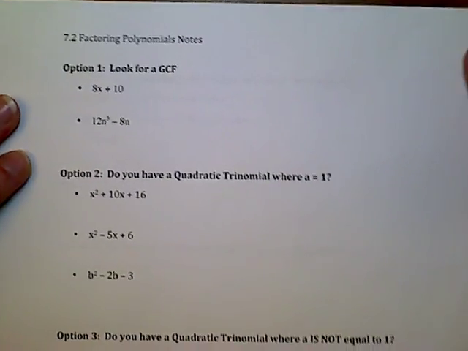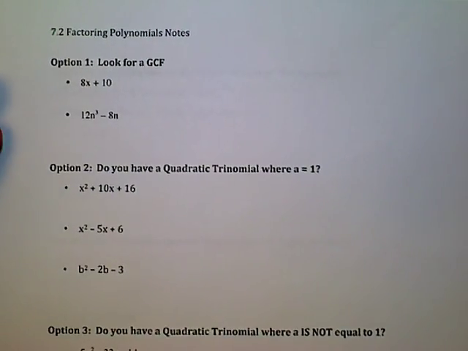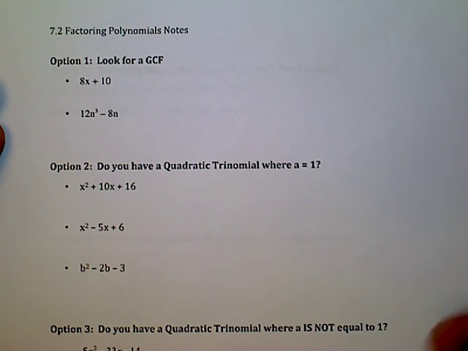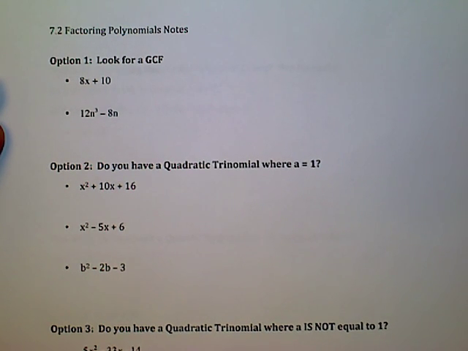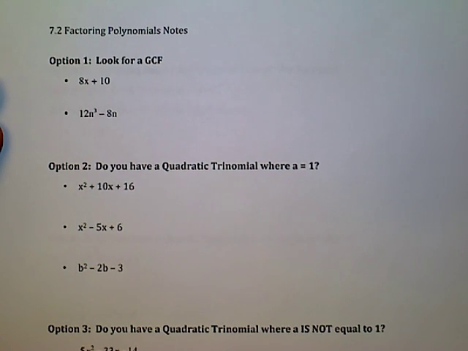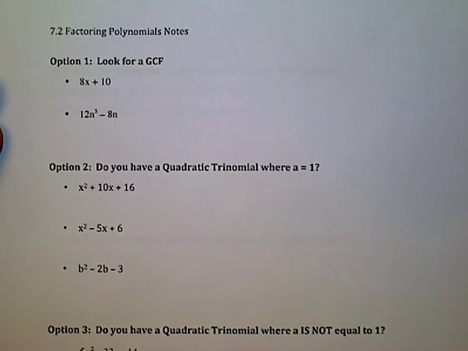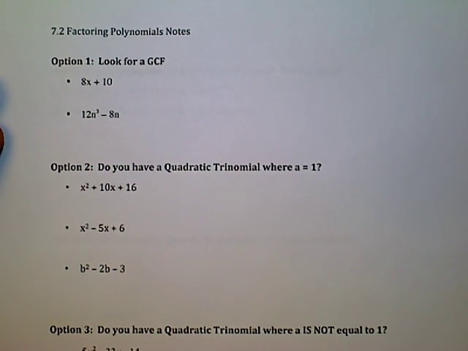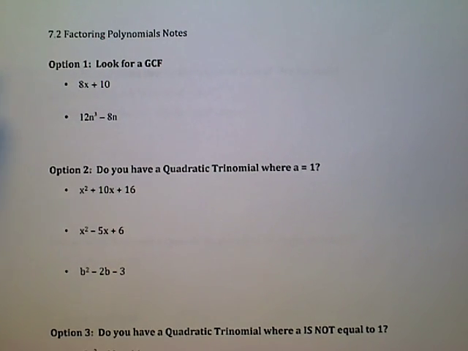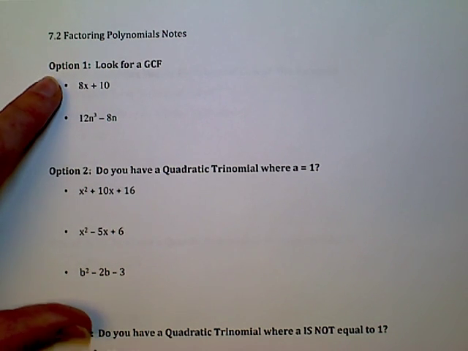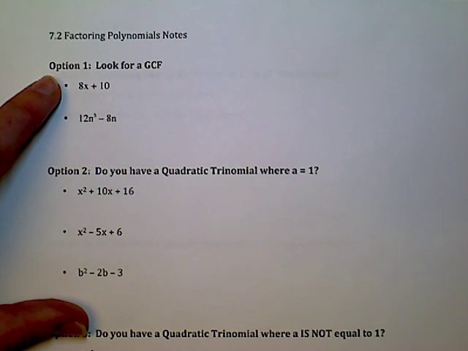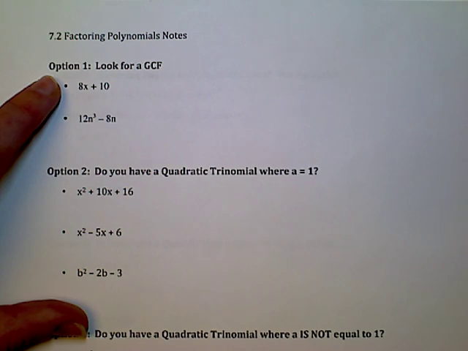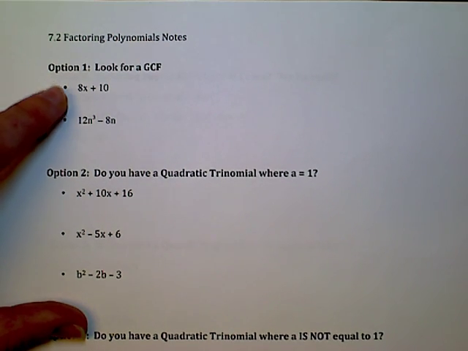Okay guys, so in chapter 7 when we're working with polynomials, you're going to see that factoring becomes a really important skill. So what I'm going to do is go over all of the different ways that you can approach factoring and sort of the order in which you should try to see if things factor. So option number 1, this is what you should always look for first, is there a GCF among your terms?